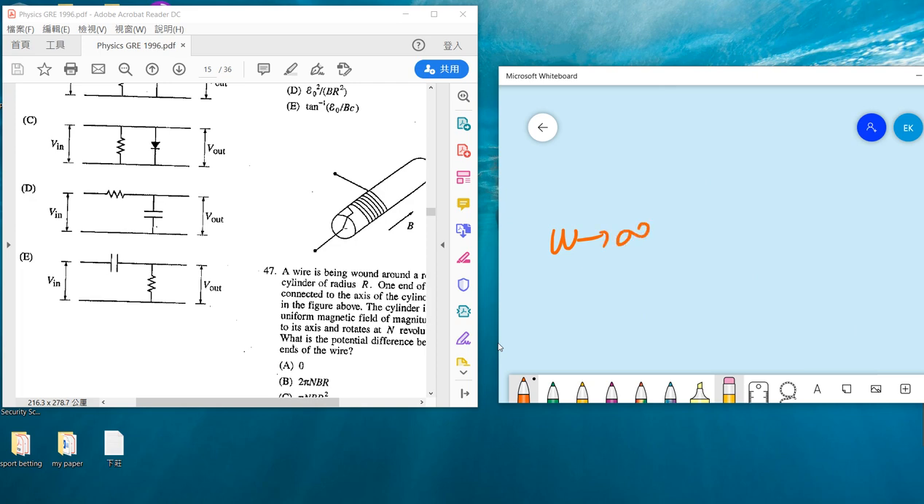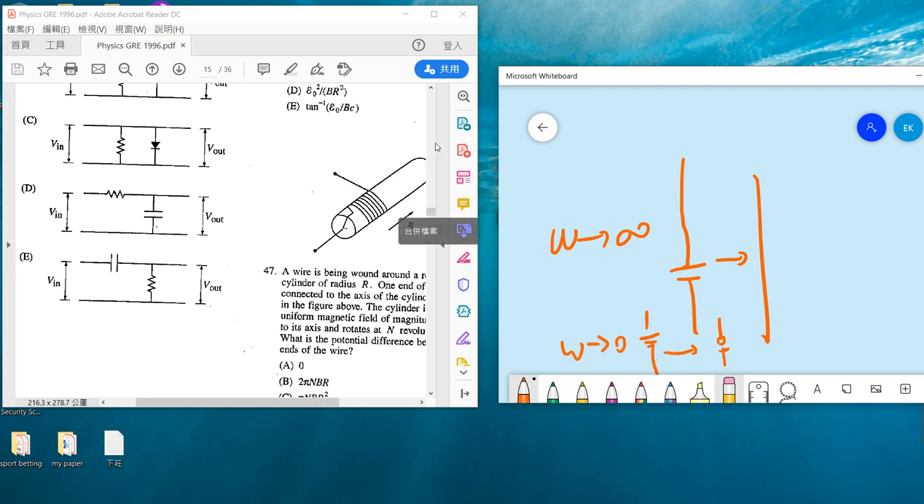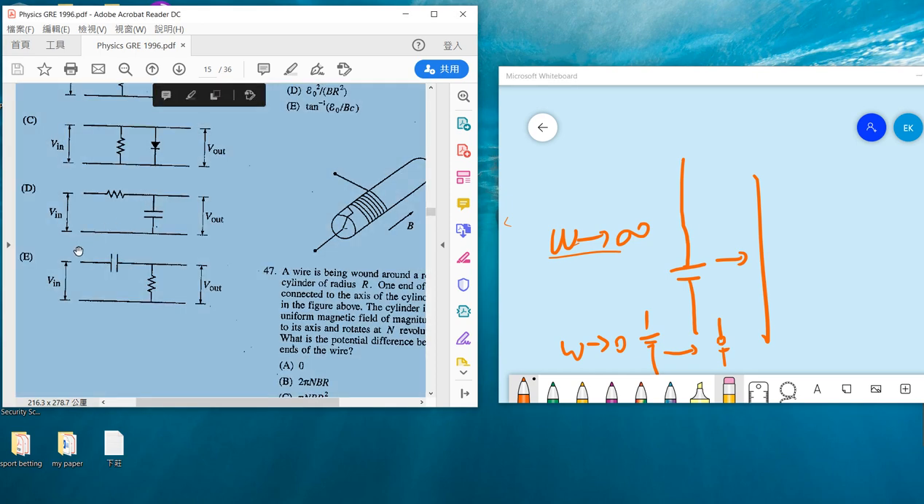When omega is large, the capacitance looks like a short. When omega is 0, the capacitance looks like open. So when omega is close to infinity, this is a short. So that means V in will drop all its voltage across the circuit. So this is 0, so D is not what we want. So the answer is E.